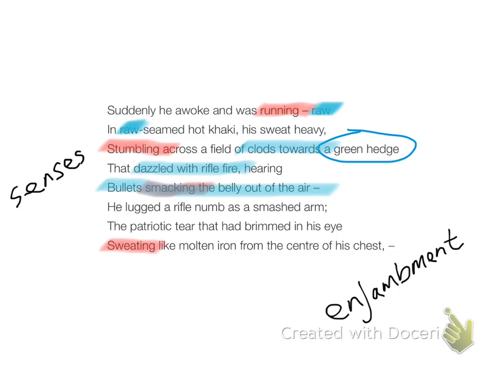So this first stanza is full of pace and action, which, as I've said, is partly created through the present tense verbs, partly created through the action being described. He's running and bullets are being fired all around him. But it's also created through the structural technique of enjambment, which is where the sentence extends beyond the line of poetry.